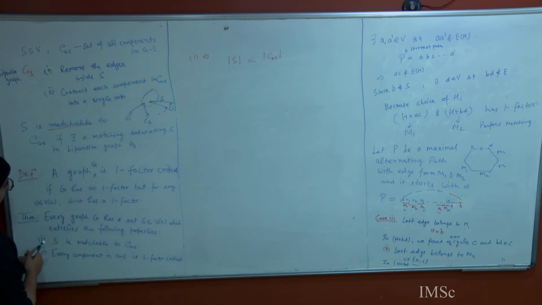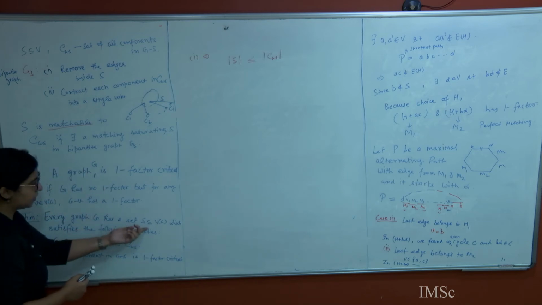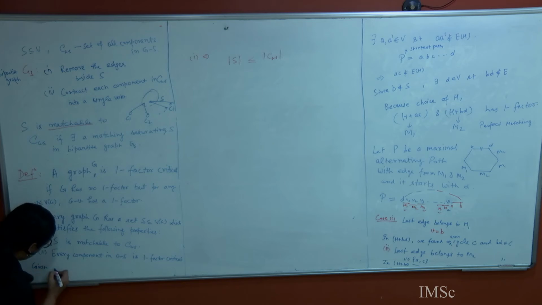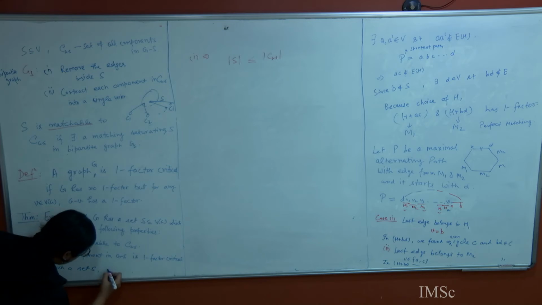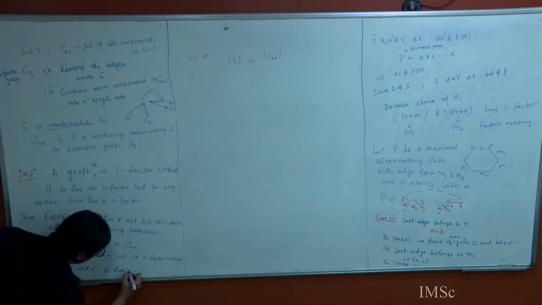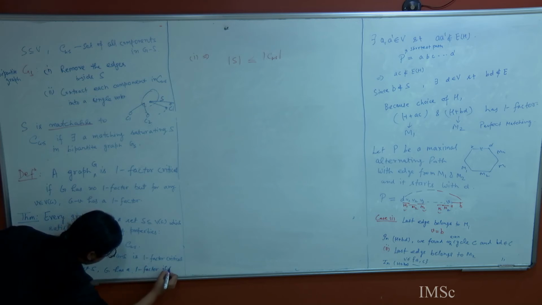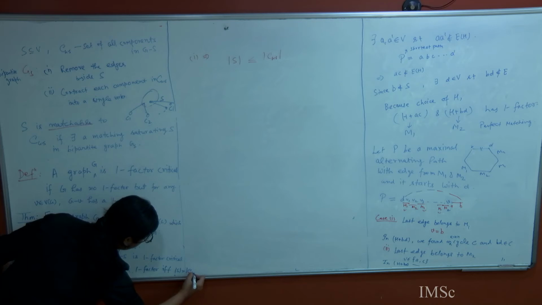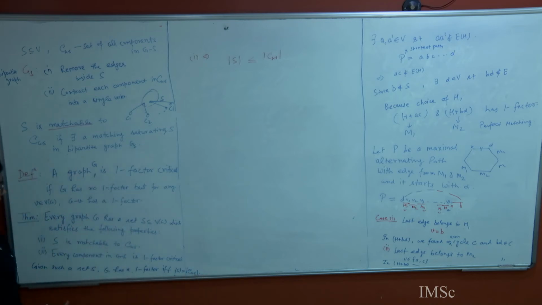So, this is not the complete theorem. The theorem says that given such a set S, we can characterize the one factor. Given such a set S, G has a one factor if and only if the cardinality of S is the same as the cardinality of C(G − S). Okay. So, this is the theorem.